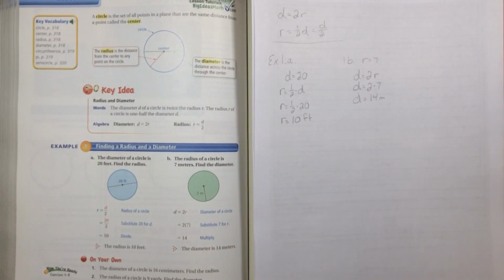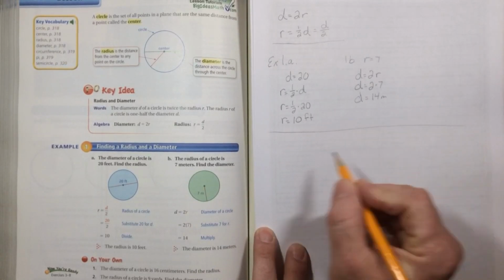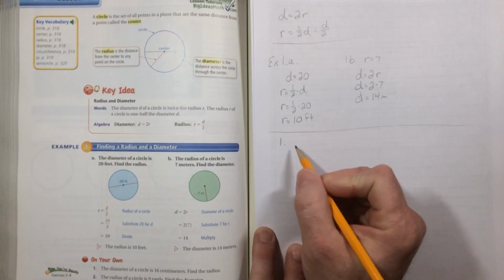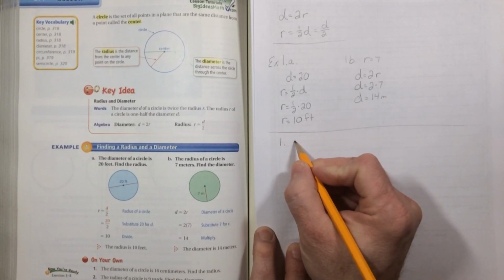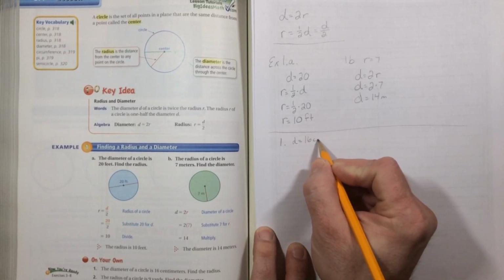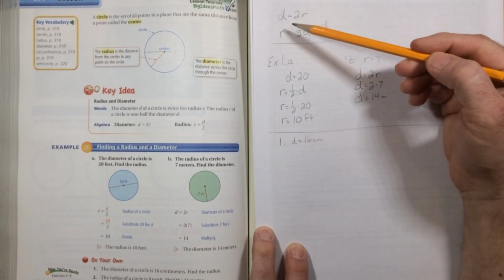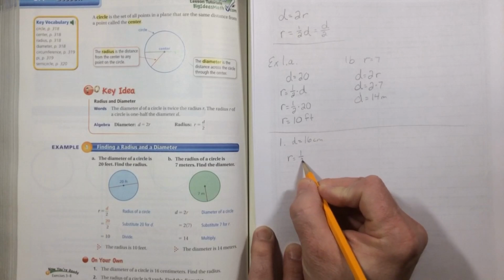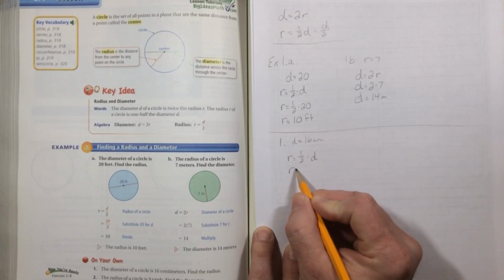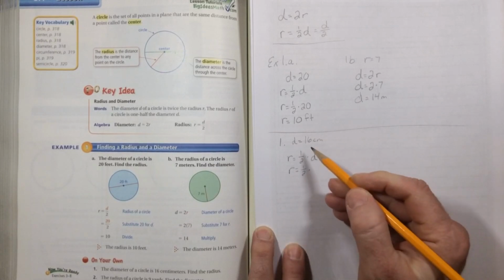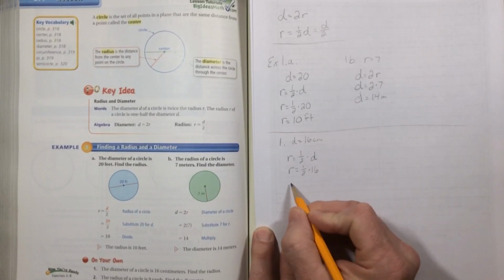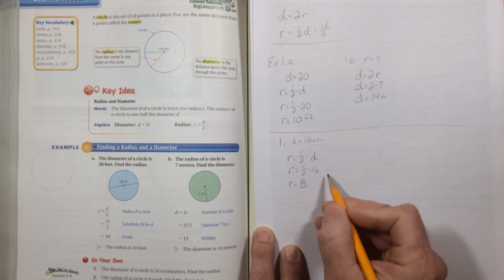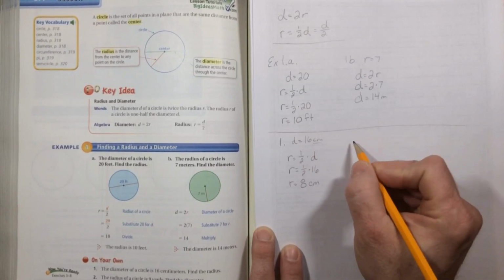And now we're supposed to do 2 on our own. The diameter of a circle is 16 centimeters. Find the radius. So we'll do that one down here. So it tells us the diameter of the circle is 16 centimeters, so we know d equals 16 centimeters. Find the radius. Well, if we're looking for the radius, here's the formula we'll use. So radius equals 1/2 times d. Radius equals 1/2 times, we know d is 16, so 16. Radius equals 8. 8 what? 8 centimeters.